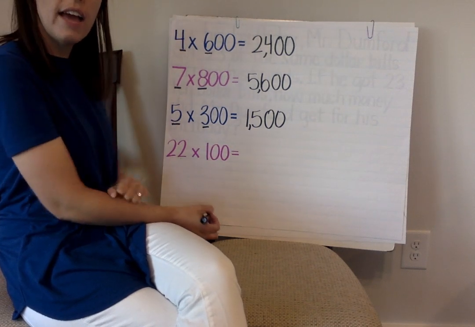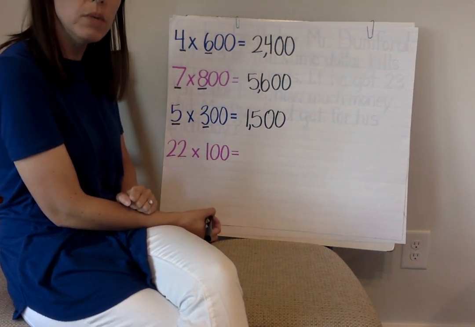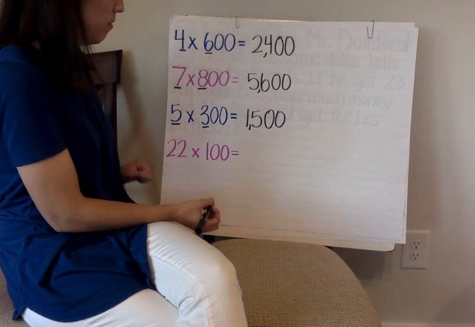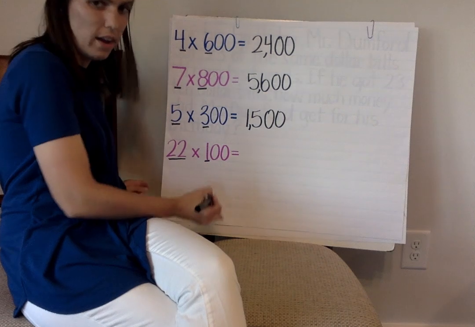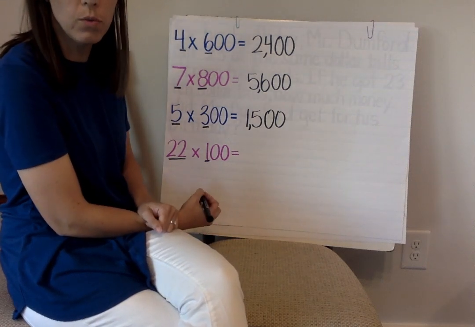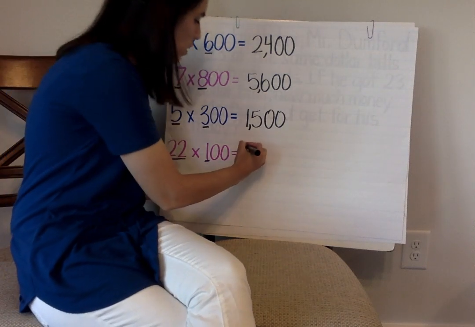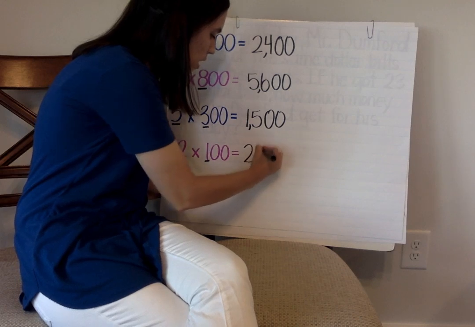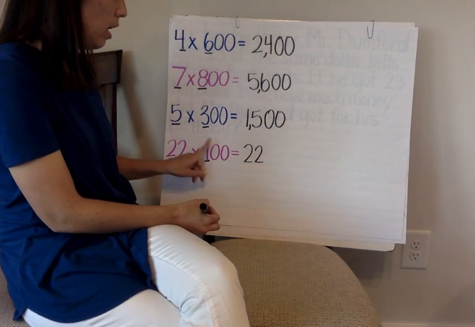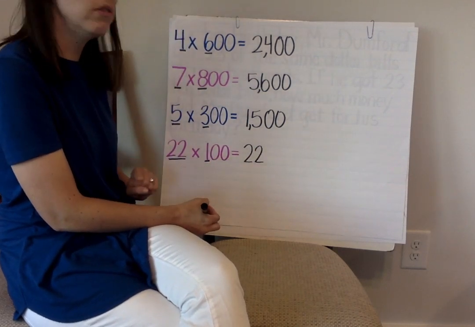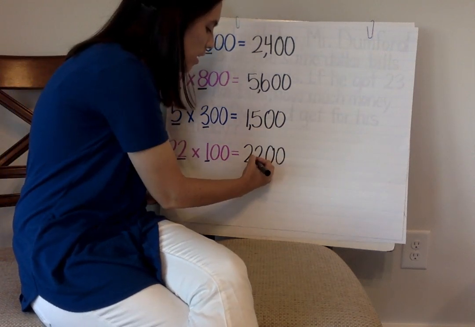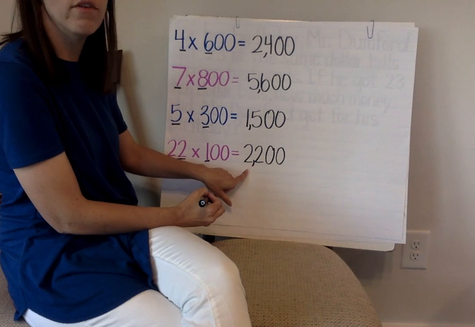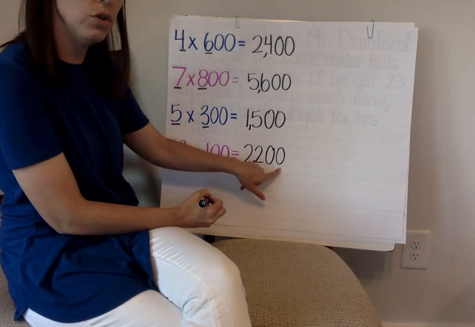Okay, let's look at our last one. Can you already guess what digits I'm going to underline? I'm going to underline 22 and 1. Do you know what 22 times 1 is? 22 times 1 is 22. And I have 2 zeros on this side, so I need to add 2 zeros on this side, which gives me a total of 2,200.